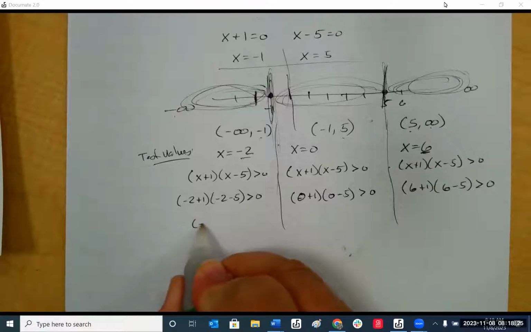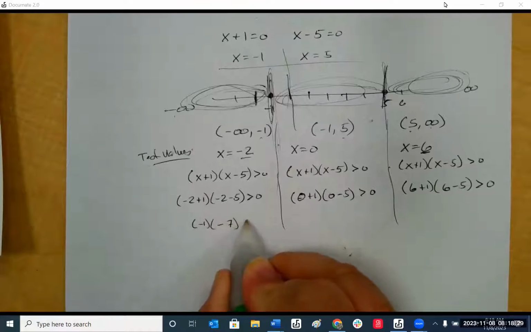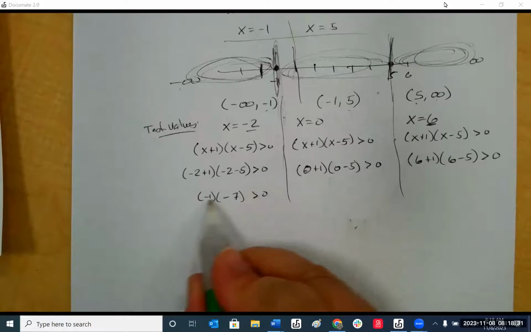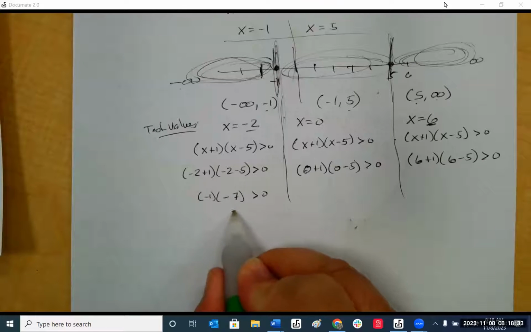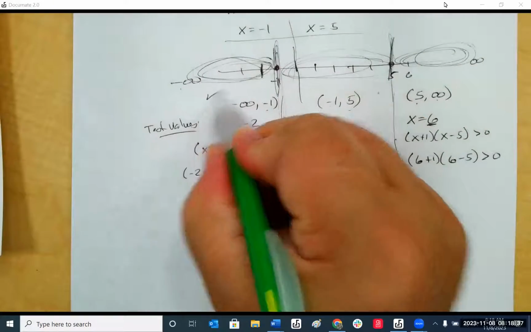Negative 2 plus 1 is negative 1. Negative 2 minus 5 is negative 7. Negative and negative is positive. 1 times 7 is 7. That one works. So this interval works.